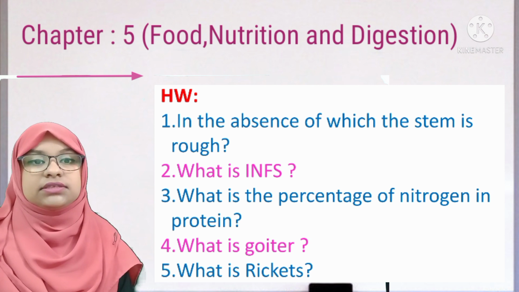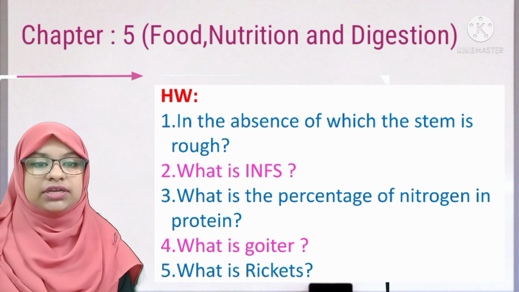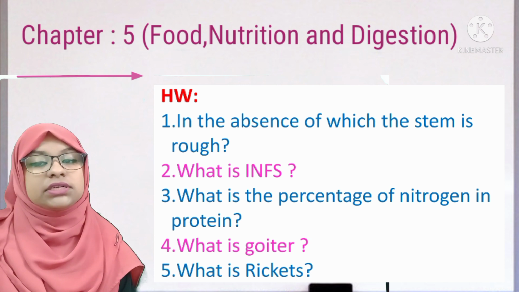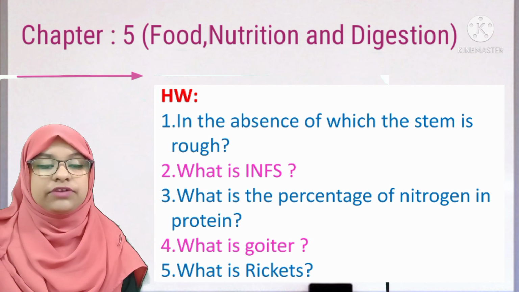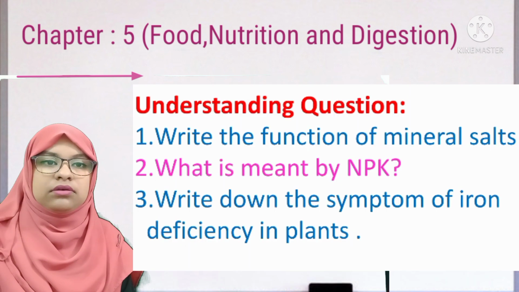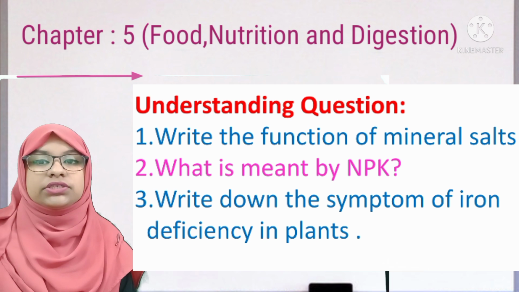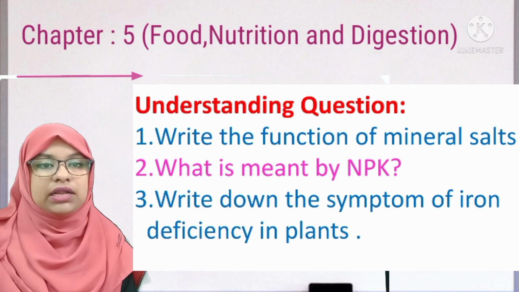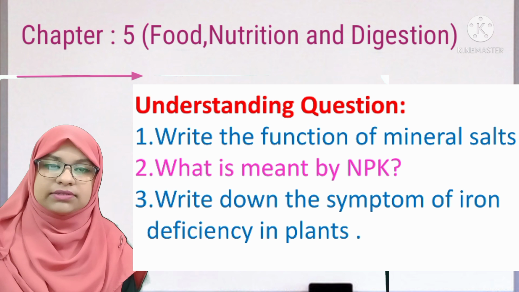Our first question is, the absence of which makes the stem rough? Second question is, what is IMFS? Third question is, what is the percentage of nitrogen in protein? Fourth question is, what is goiter, and fifth question is, what is rickets? And the understanding questions are: first, write the function of mineral salts. Number 2, what is meant by NPK, and number 3, write down the symptoms of iron deficiency in plants.